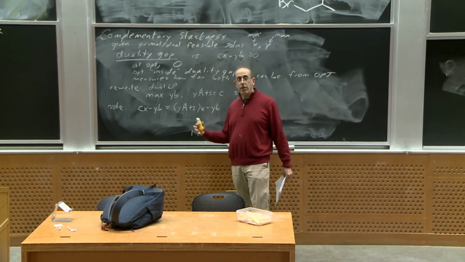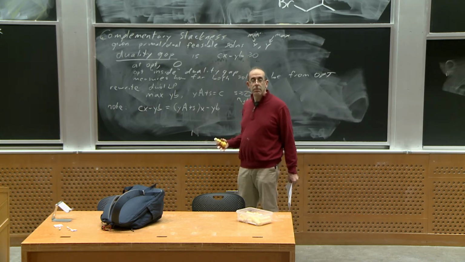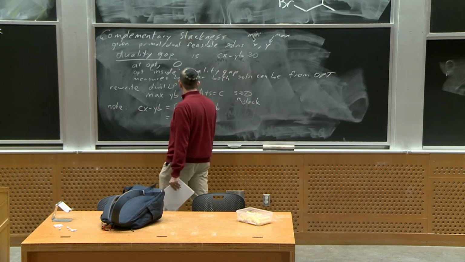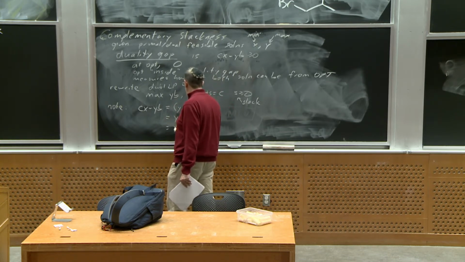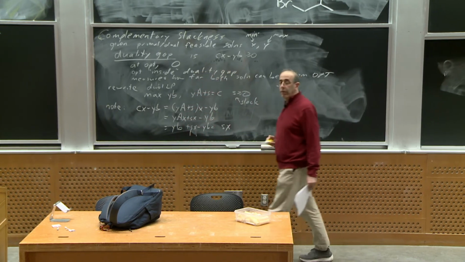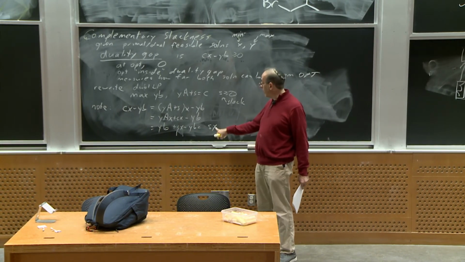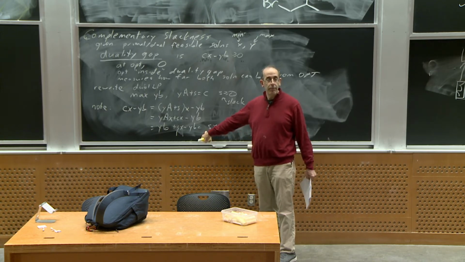But again, in our standard form, what is Ax equal to? B. So this can be written as Yax plus Sx minus Yb, but Ax is equal to B in standard form. So our duality gap is equal to a dot product between the primal variables and the dual slacks.